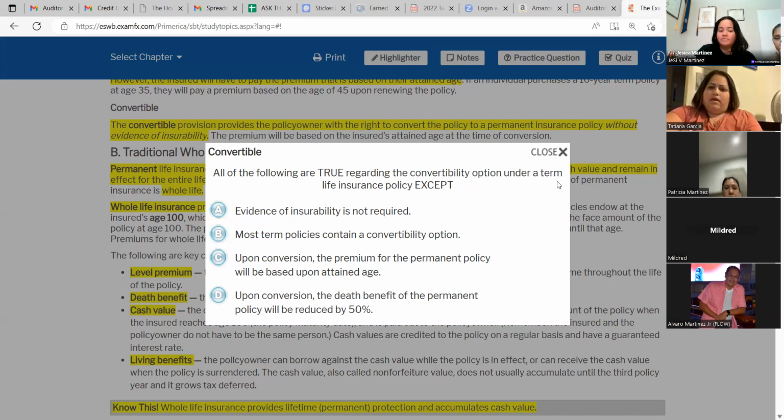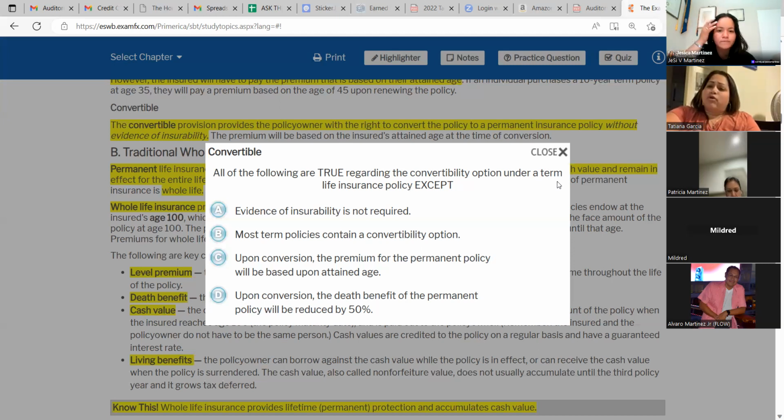What do you guys think? Which one do you think is wrong? Ellie says D. Okay, it's not D. I think the one that is correct is the A. I'm sorry, I couldn't hear you. What you said? I think it's A.